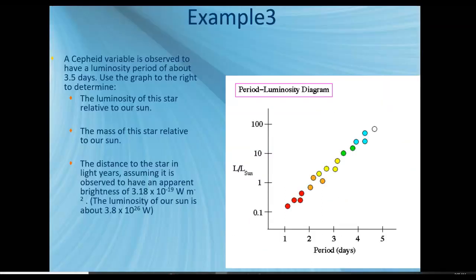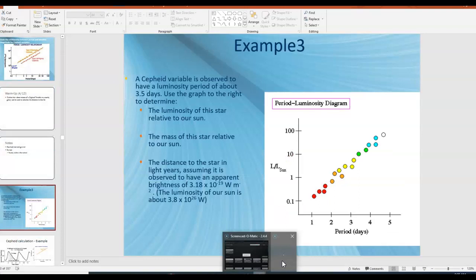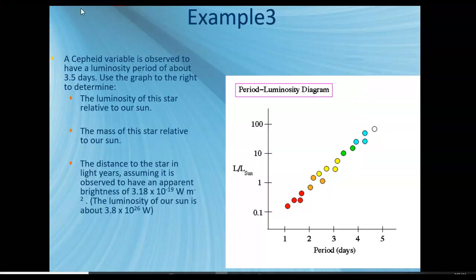Okay, and so I'm just going to do one more example. I'll just do part of this problem really quickly. It says the Cepheid variable is observed to have a luminosity period of about 3.5 days. Use the graph to the right to determine. So the first question wants us to find the luminosity of the star relative to our sun. A period of 3.5 days, if we go up like this, would correspond to roughly a relative luminosity of 10. So this star would have a luminosity of about 10 times that of our sun.